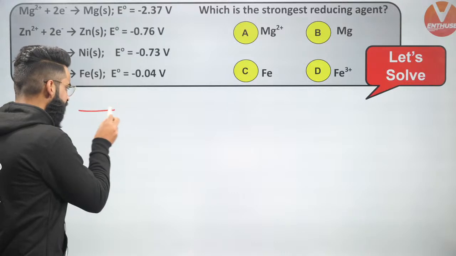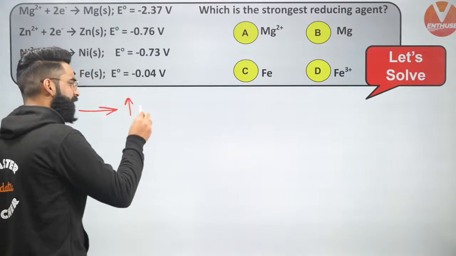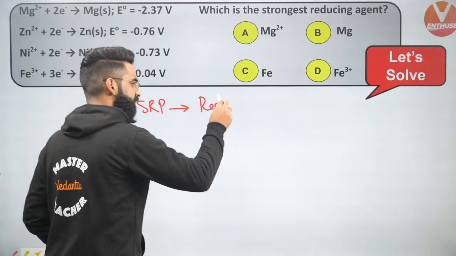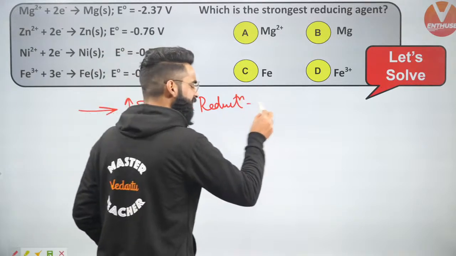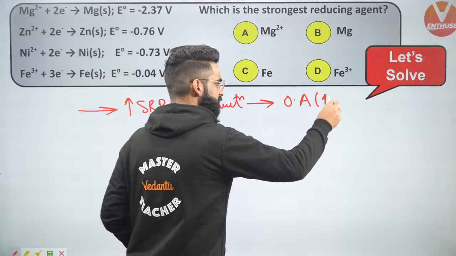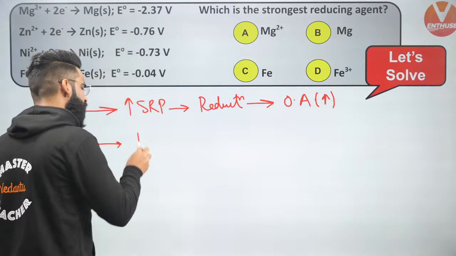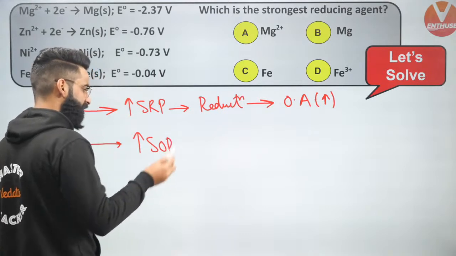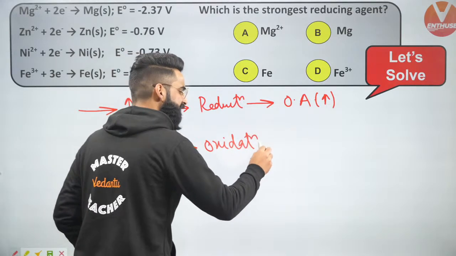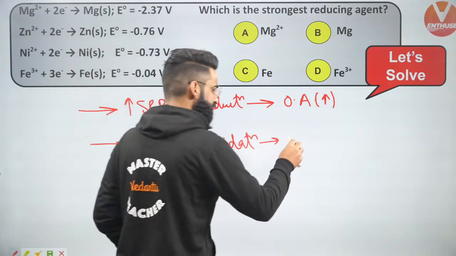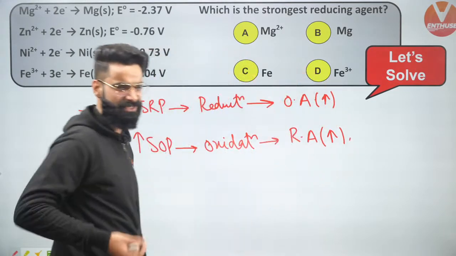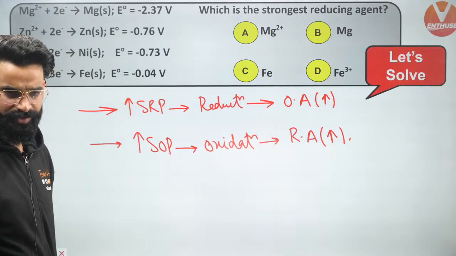Let me tell you one important thing right here. First of all, the more the value of standard reduction potential of the element, the more easily the element undergoes reduction. If the element easily undergoes reduction, it's going to be the better oxidizing agent. Similarly, the more the value of standard oxidation potential of the element, the more easily the element undergoes oxidation. If the element easily undergoes oxidation, it's going to be a better reducing agent. These two things you are supposed to remember. That's it. You're done with these sort of questions.